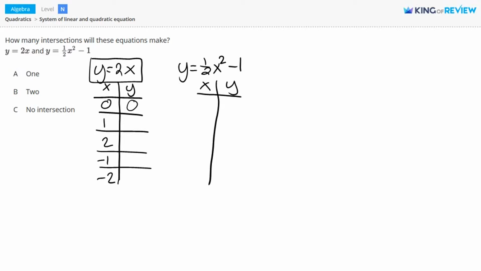When x equals 1, I have y equals 2 times 1, which equals 2. So the point 1, 2 is on my graph. When x equals 2, I get a y value of 4. When I plug in a -1 for x, I get a y value of -2. And when I plug in a -2 for x, I get -4 for y. So let's plot these on a coordinate plane.